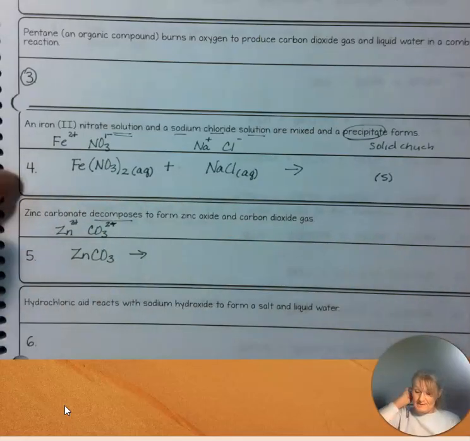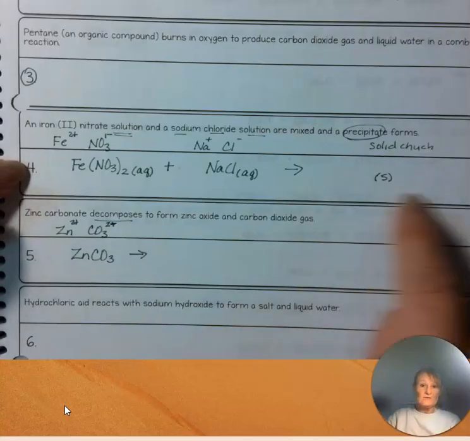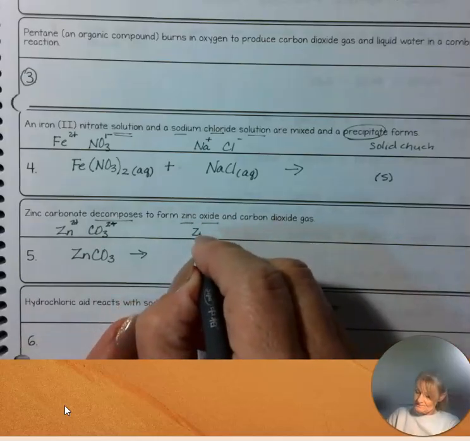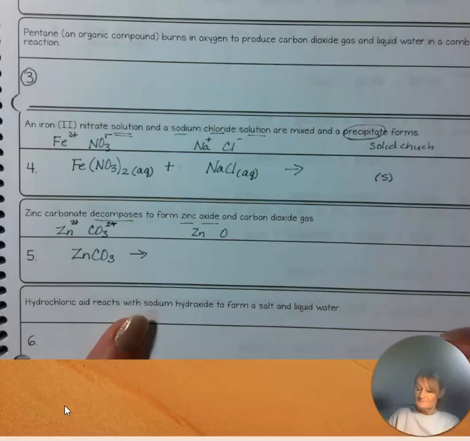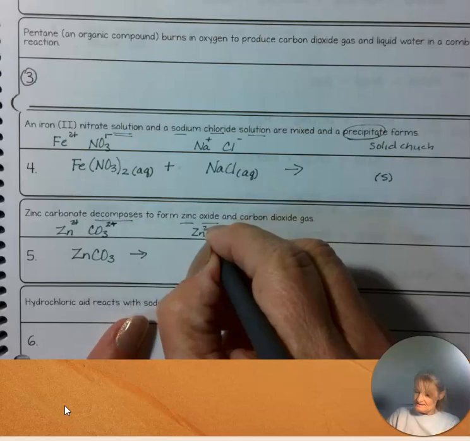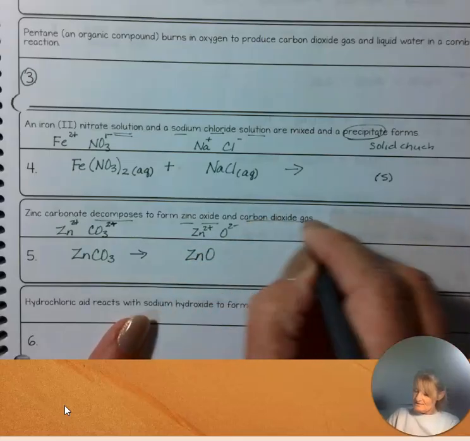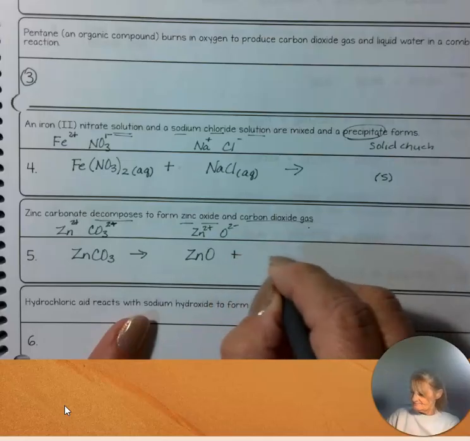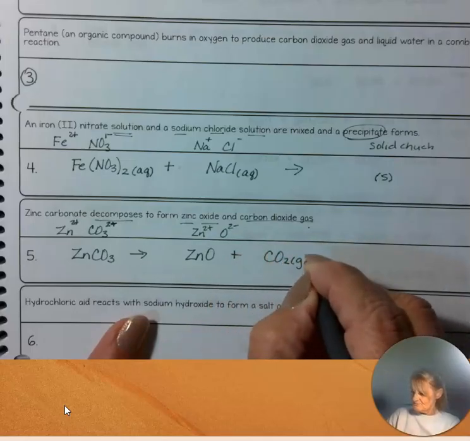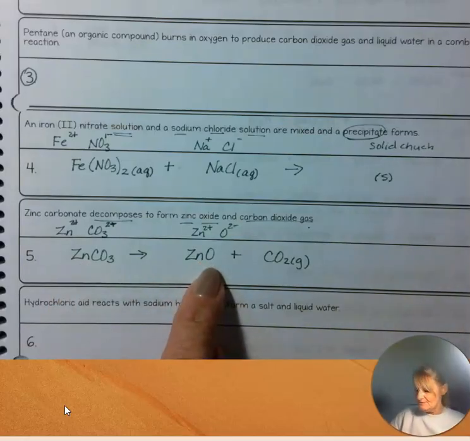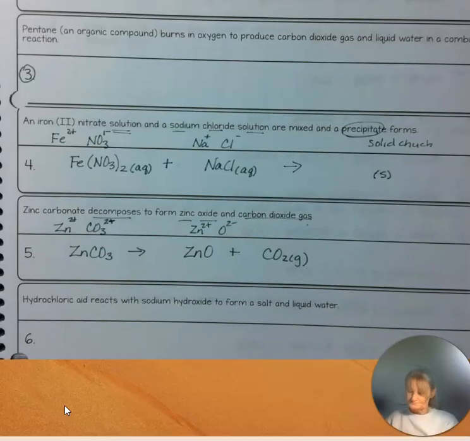And again, you can't balance number 4, back up to that, because they didn't tell you yet what it is. It's going to form zinc oxide. So zinc and oxygen. Now this is not O2 because it's not oxygen gas, so it's just zinc and oxygen. Again, zinc is 2, oxygen's a negative 2. And carbon dioxide gas. So that they do tell you. They didn't tell us what these are, so we're not going to put anything there. Again, you need to go back in and balance.